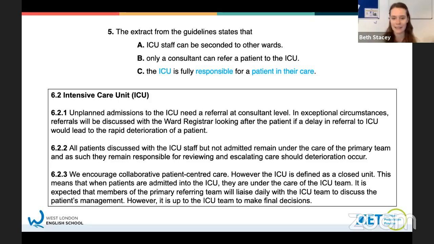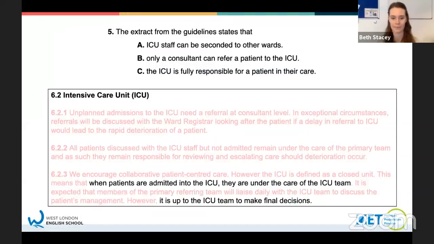And looking at C, the ICU is responsible or fully responsible, completely, entirely, for a patient in their care. Now, if we look down at the bottom, it says, when patients are admitted into the ICU, they are under the care of the ICU team. Now, we know that under the care of is a synonym. It's the same as being fully responsible. And that last section, it is up to the ICU team to make final decisions. So only they can decide. So C is our answer because of that.